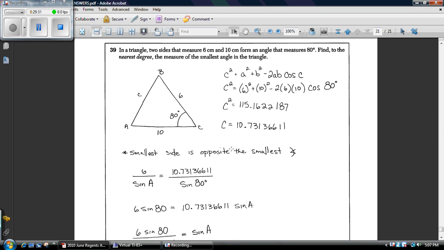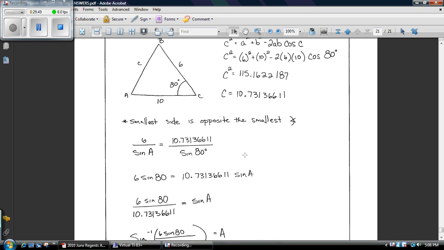I'm going to use the law of cosines and find how much side C is. Side C turns out to be 10.7 after you plug into the law of cosines. The law of cosines can, by the way, be found on your reference sheet. And so side C is 10.7, which means angle A is the smallest angle.